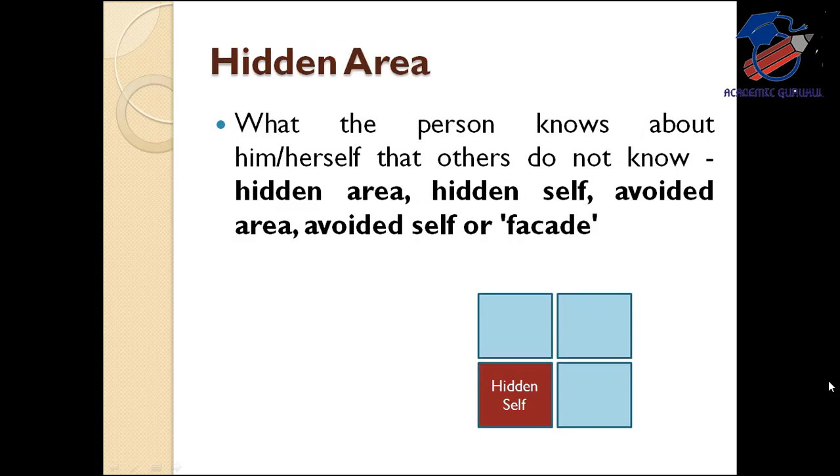The third quadrant, or the third self, is the hidden self. The part of a person which the person knows, मुझे पता है मेरे बारे में, but that is not known to others. That is called the hidden area, hidden self, avoided area, avoided self or facade. So how can this particular thing affect someone's working?